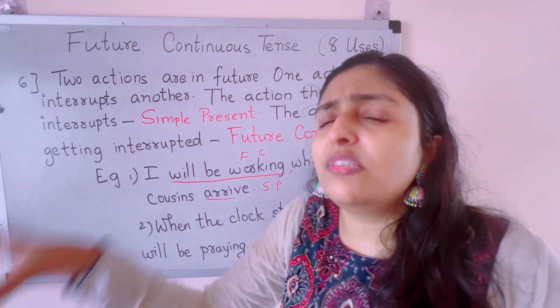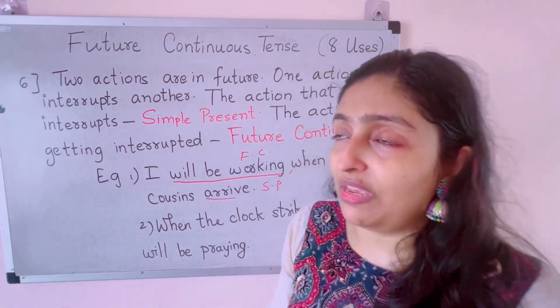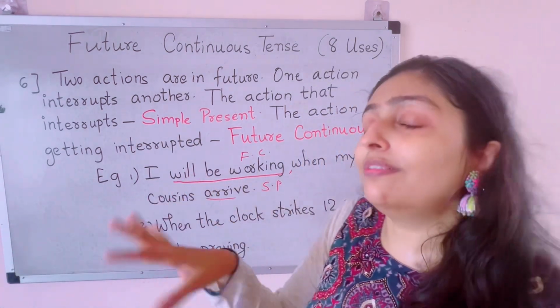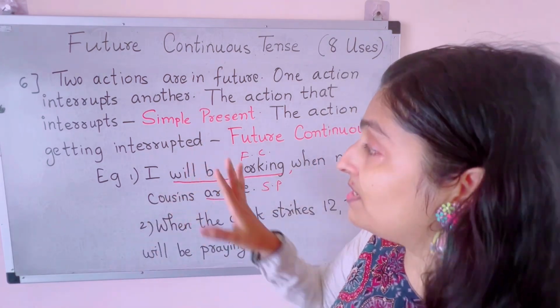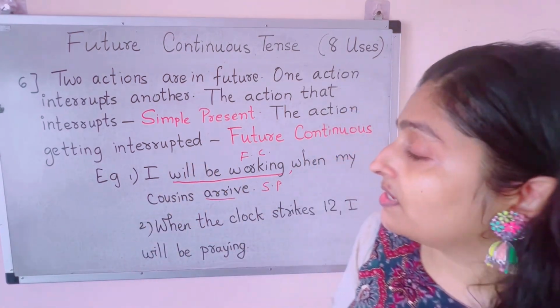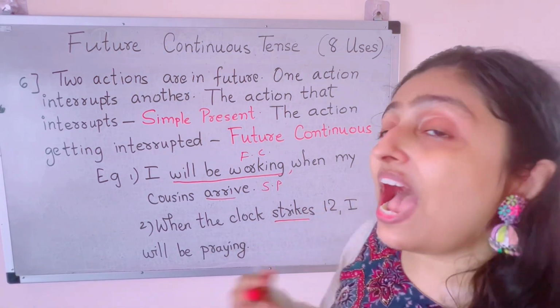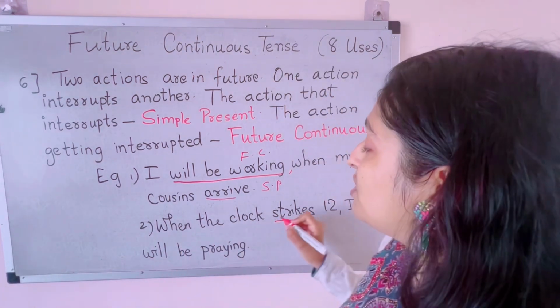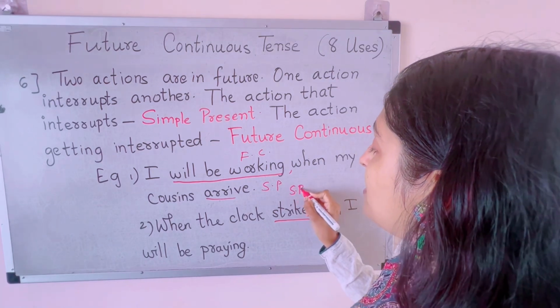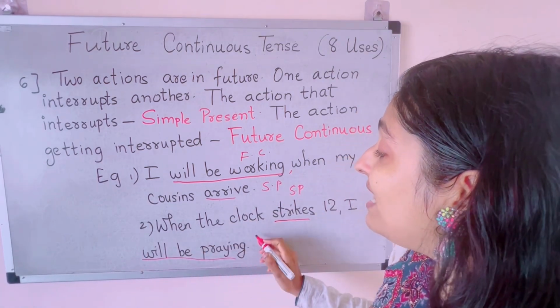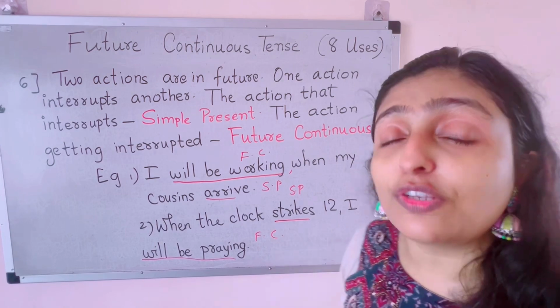That is, cousins are coming and interrupting me. And my action that is getting interrupted is written in future continuous tense. Example 2, when the clock strikes 12, I will be praying. So strikes is in simple present tense and will be praying is in future continuous tense.